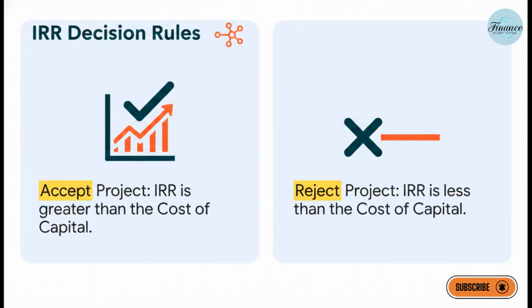The decision rules for IRR are actually very intuitive. You accept the project if the IRR is greater than your company's cost of capital. Think of it exactly like getting a bank loan. If it costs you 5% to borrow money, that's your cost of capital, and the project generates an IRR of 10%, obviously you do it, right? You're making a sweet 5% spread. On the flip side, you reject the project if the IRR is less than the cost of capital. You would literally never borrow money at 10% to invest in something yielding only 5%. You'd just be throwing money away.